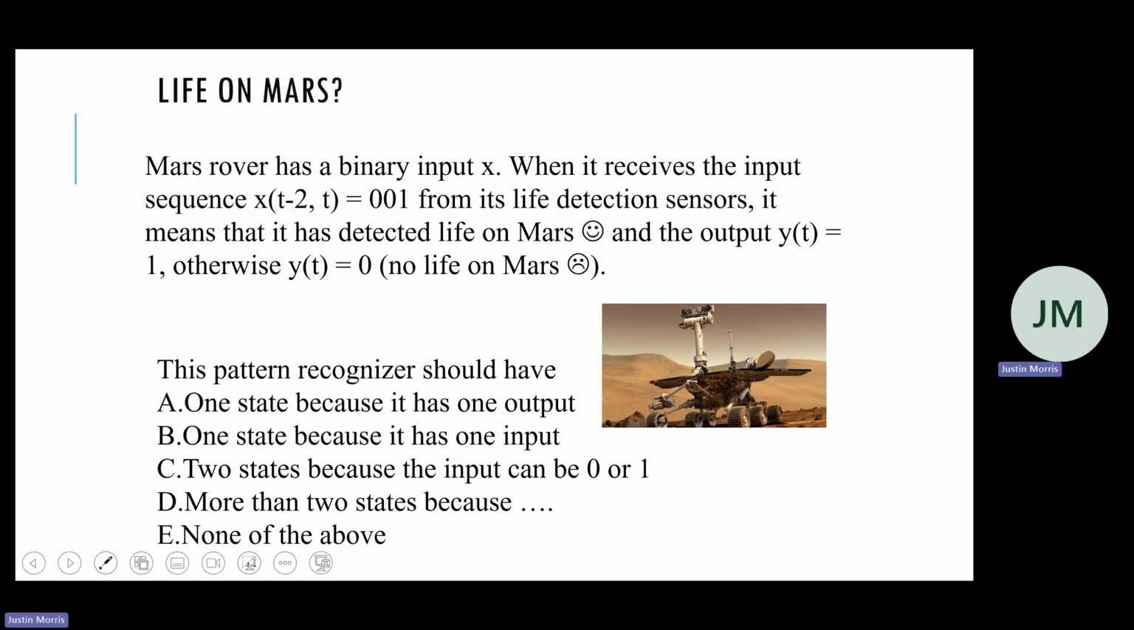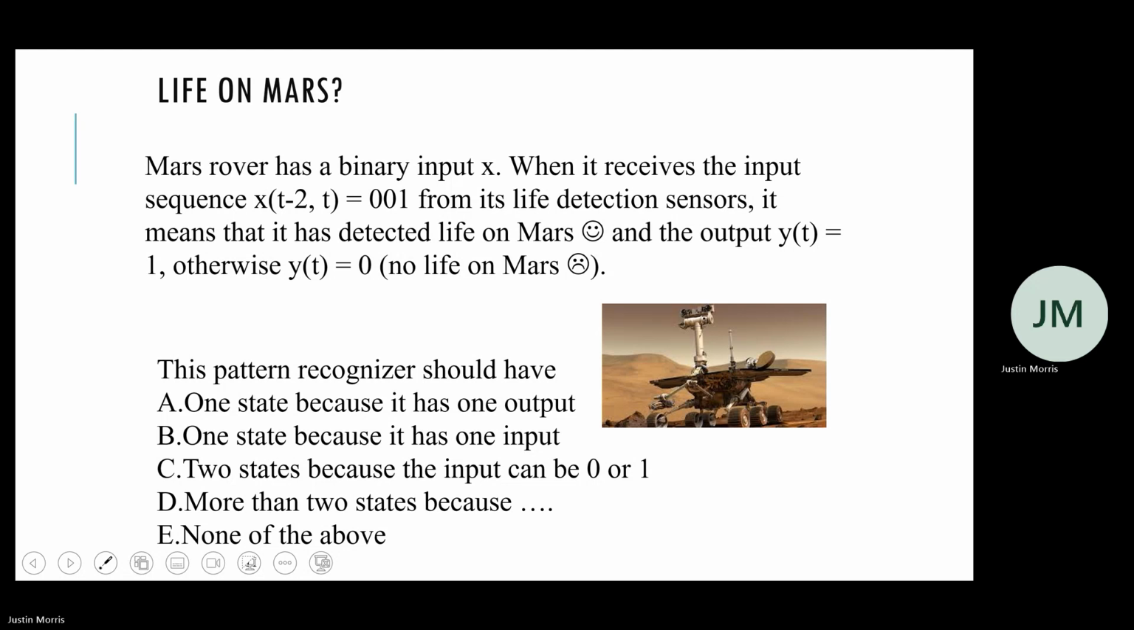Okay, so I again hear discussion diverging now. We did have quite a lot of movement towards the right answer. So what do we need to remember for this? We need to remember that we saw a 0, and then another 0, and then a 1. So there's multiple things that I need to remember. If I have one state, what can I remember? 1 bit, right? So one state is not good enough, right? I would only be able to remember if the previous one was a 0 or a 1. I would not be able to remember that there was a 0 and a 0 and then a 1.